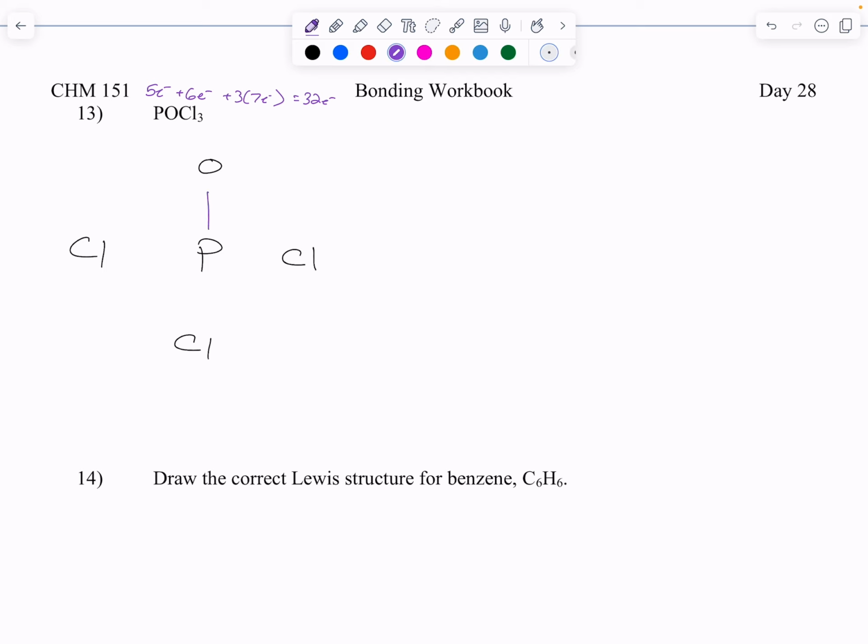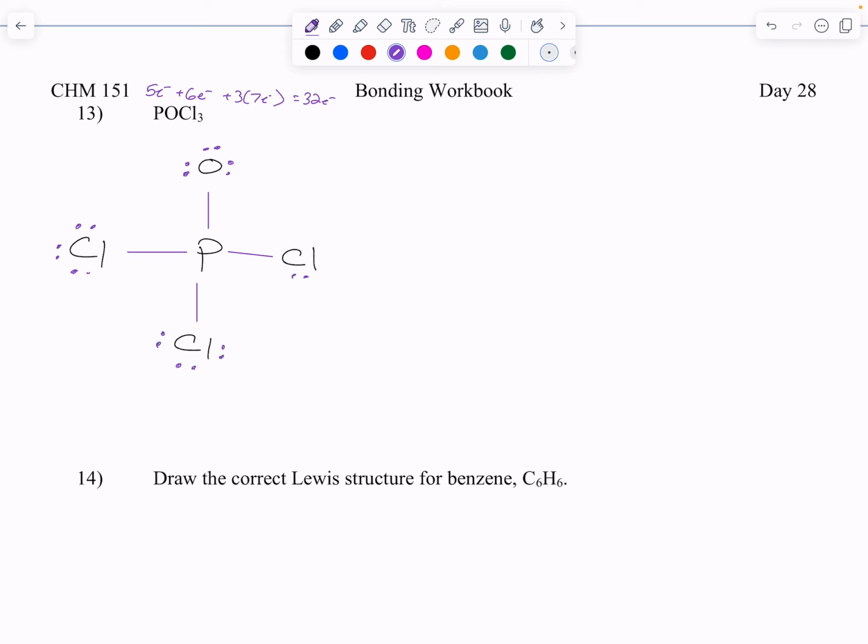All right, so 8 times 4 is 32, so you guys probably picked up on that. And so we have 32 electrons. So everybody gets 6 electrons, 3 pairs, and we have our 32.